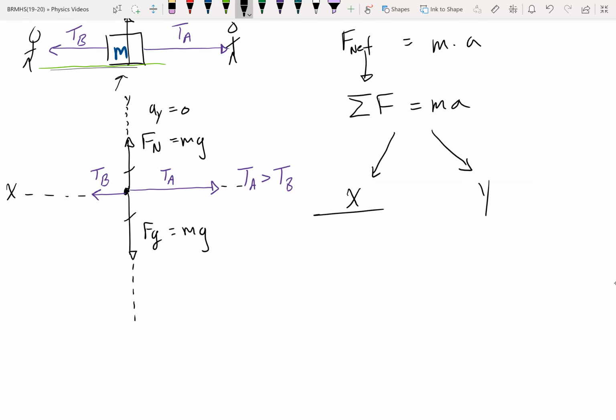So if I'm looking in the x direction, it's convenient to put in a subscript to remind you that you're just doing it in that direction. You need to separate it.